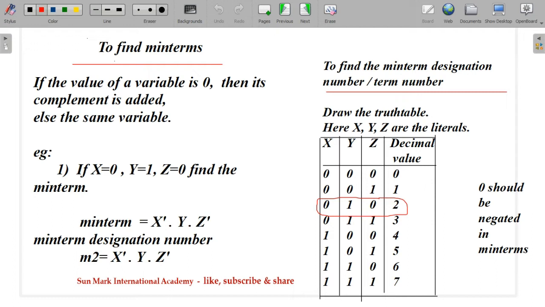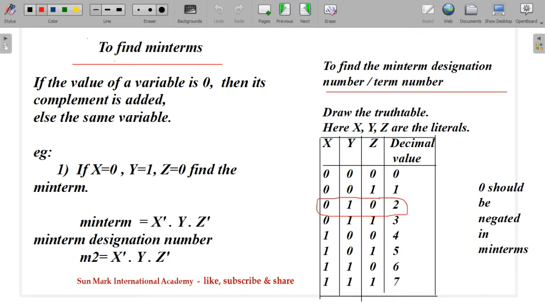So how to write the designation number or term number here? X equal to 0, you have to find the corresponding decimal value. X equal to 0, y equal to 1 and z equal to 0, so the corresponding decimal number is 2. So we have to write the minterm. Minterm is indicated by the small letter m. Whenever the question asks for a minterm, we write it with the designation number. So with the small letter m, 2 is the decimal number represented in the truth table. How have we got this 2 value?